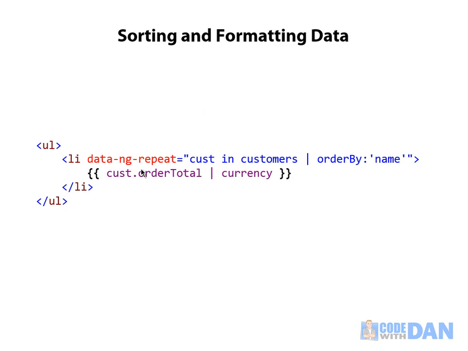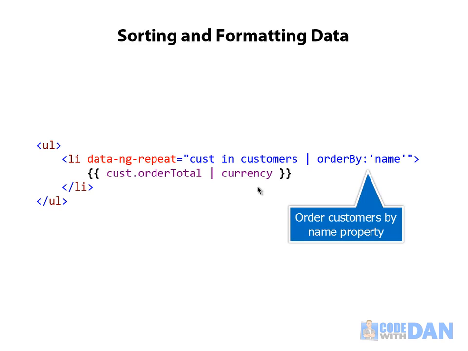Here's an example of using a few of these different filters. We have an ng-repeat, and you can see we're going to say for each cust in customers, let's go ahead and order those by the name property. You'll notice that the property gets put in these quotes here. So for each cust in customers, order by the name property. What that will do is the LIs will be sorted by name. As we iterate through each customer, we're going to write out the order total. We'll assume that's a decimal, and I'm going to pipe that data through the currency filter, like I showed earlier, and that'll automatically format it for whatever your locale is.